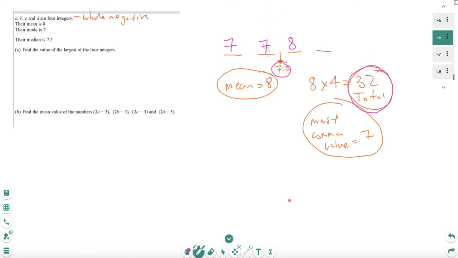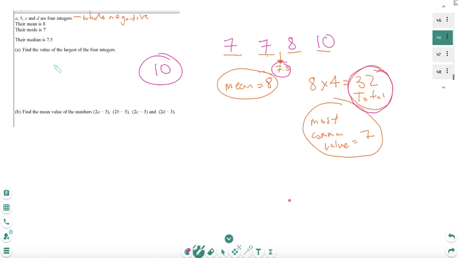So 7 plus 7 is 14. 14 plus 8 is 22. 22 plus 10 is 32. So the largest value is 10. All right.